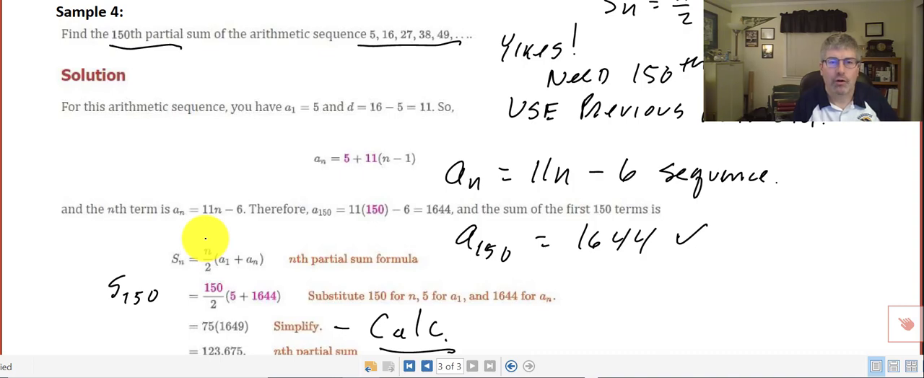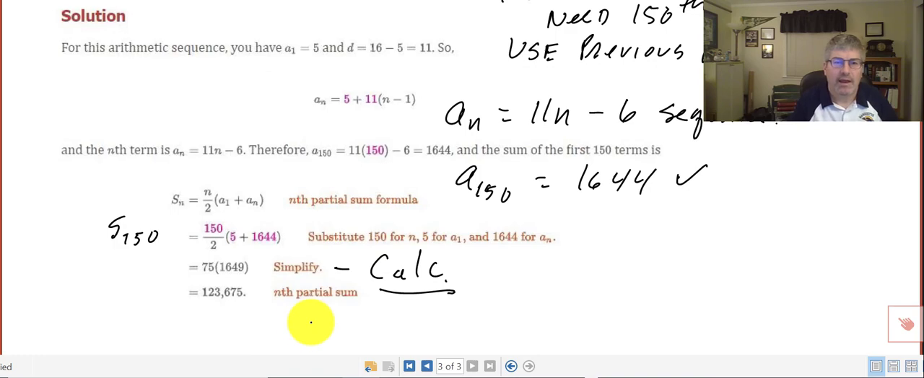Our first term was 5. Our last term is 1644. 75 times 1649. I put that into my calculator, and I get the nth partial sum, or the 150th partial sum of that sequence is 123,675.